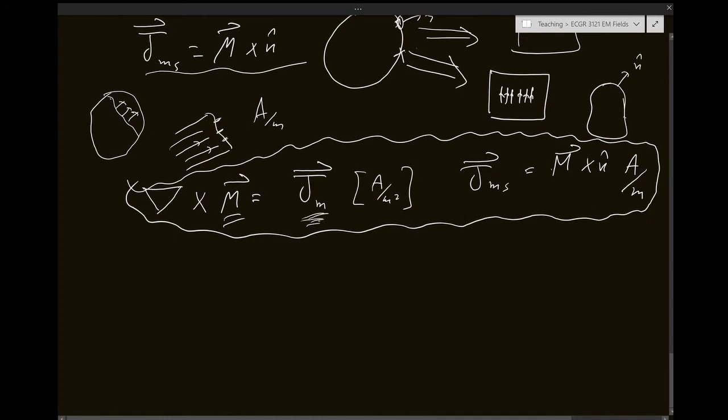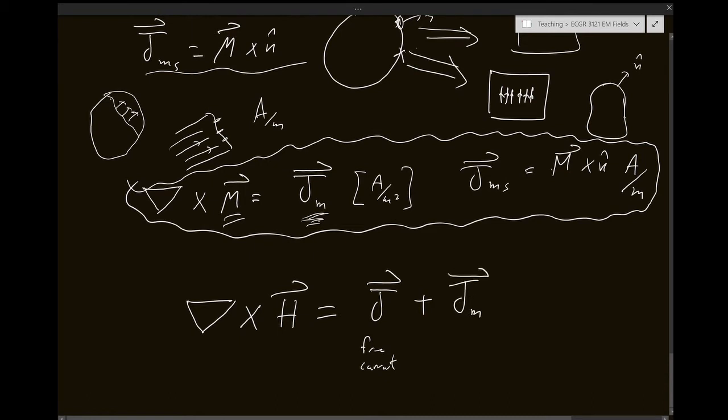Now since I found Jm, I can go back to Ampere's law. This is Ampere's law. And now I know that if there is magnetization in the material or in the medium, J, the free electrical current, is not the only current that exists. There is a magnetization current too. But I don't want to deal with this current. I want to somehow embed it into H so that I don't have to think about it anymore.